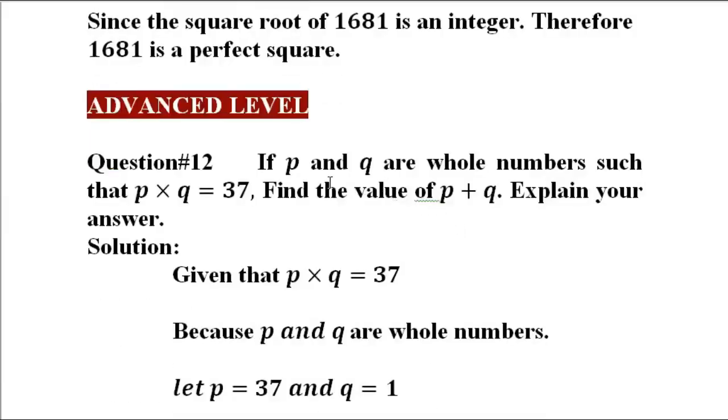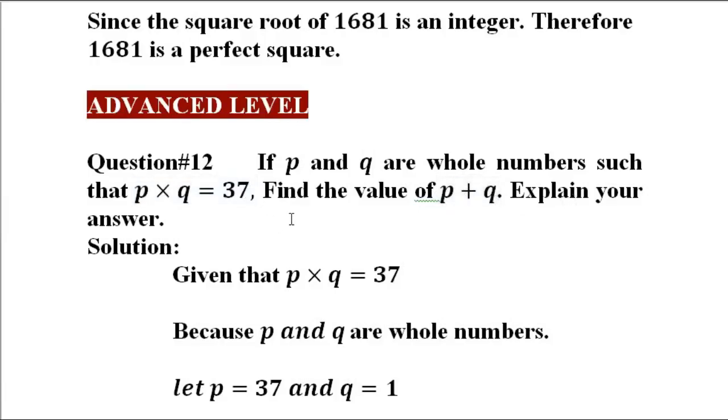And now advanced level questions. The statement of question 12 is as follows. If p and q are whole numbers such that p times q is equal to 37. Now keep in mind 37 is a prime number. Find the value of p plus q.